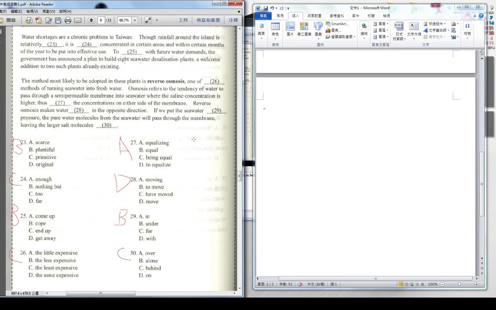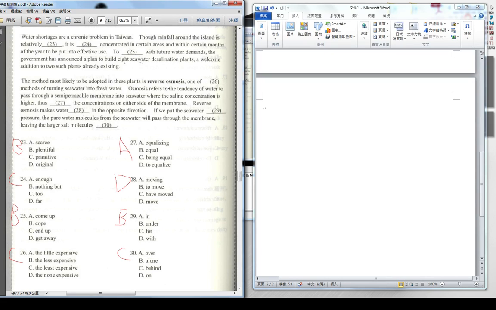Okay, I will read it once. So, water shortages are a chronic problem in Taiwan. The rainfall around the island is relatively plentiful. It is too concentrated in certain areas and within certain months of year to be put into effective use. To cope with future water demands, the government has announced a plan to build a seawater desalination plants, a welcome addition to two such plants already existing. The method most likely to be adopted in these plants is reverse osmosis, one of the least expensive methods of turning seawater into fresh water.